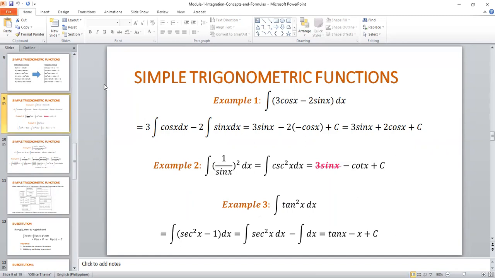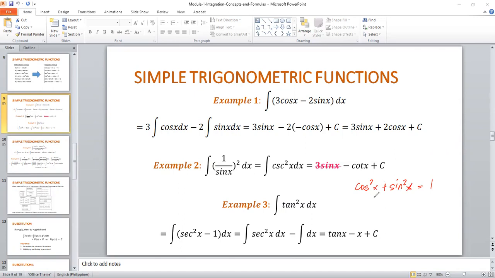Now, you have in your trigonometry this particular expression: cosine squared x plus sine squared x is equal to 1. Actually, it's the parent main identity.